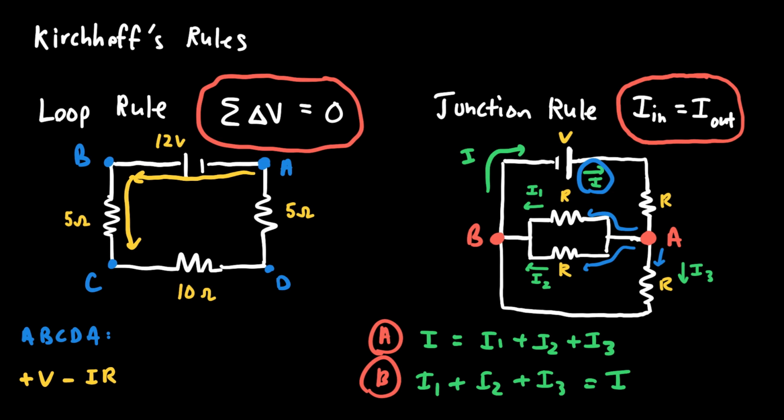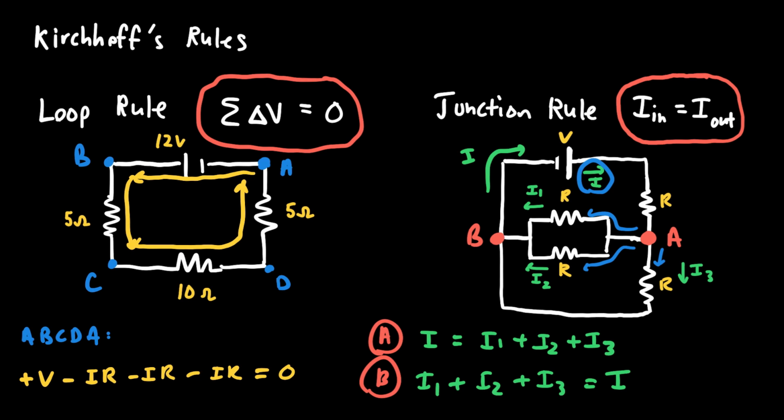And the same is true for the next two resistors. As I move back to point A, there's going to be another voltage drop equal to I times R for the 10 ohm resistor, and another voltage drop equal to I times R for the 5 ohm resistor. And that should be equal to 0.